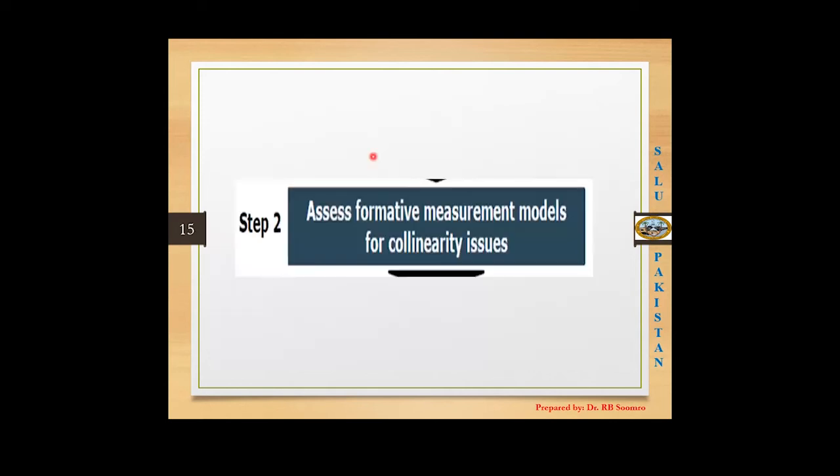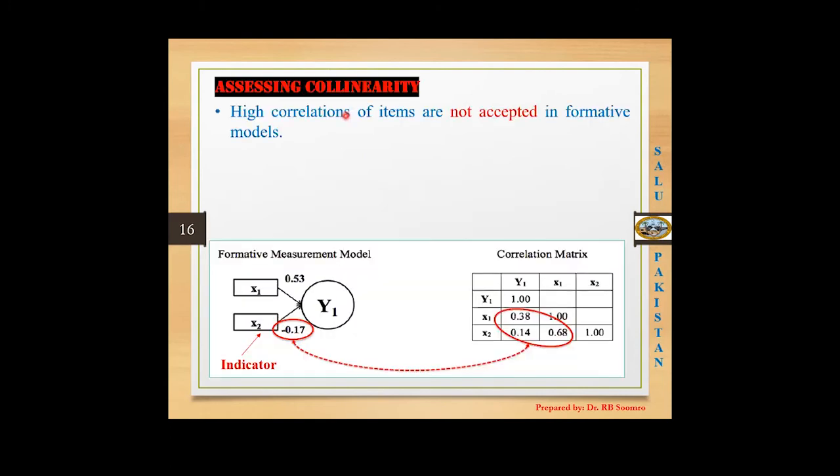Assessing the formative measurement model: collinearity. Quality is a very big issue. In the formative, you should keep in mind that in the formative items, high correlation is not accepted. There should not be high correlation among the indicators of the formative model or formative latent model. The reason is that all the indicators of the formative are measuring different aspects of that thing.